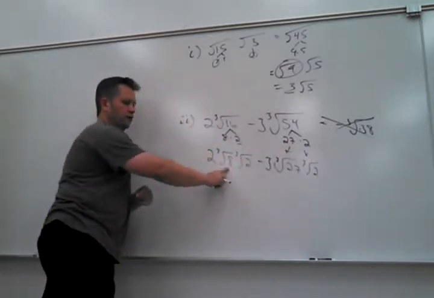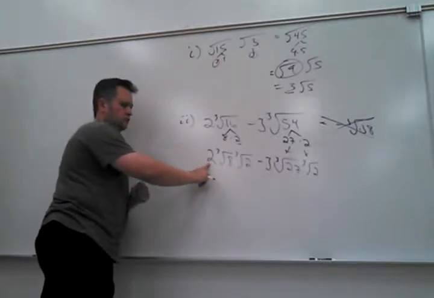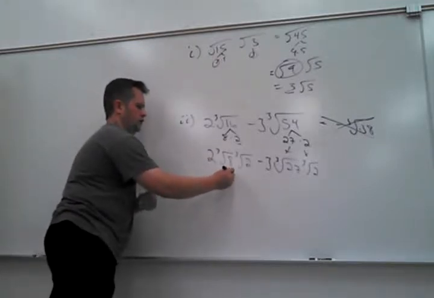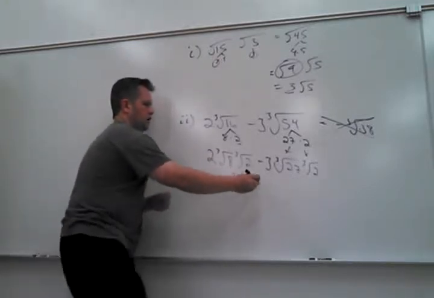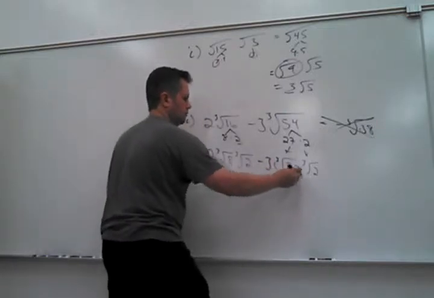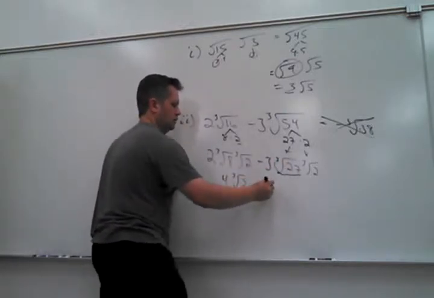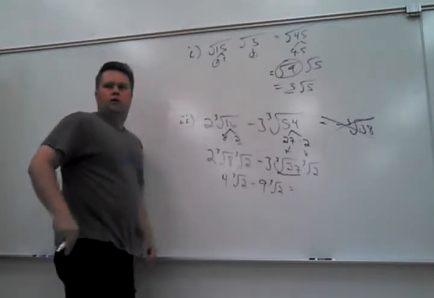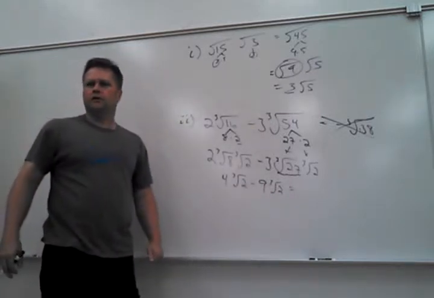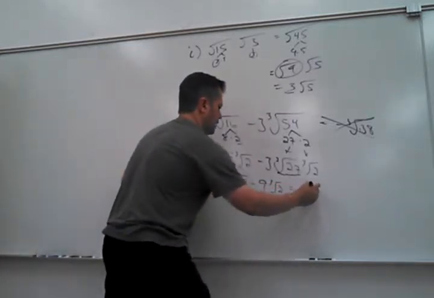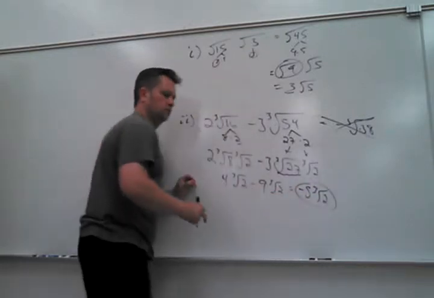So now, what's the cube root of 8? 2. Times 2. So I got 4 cube roots of 2 minus 3 times 3. So that's minus 9 cube roots of 2, which is minus 5. Yeah, so I owe somebody somewhere 5 cube roots of 2.